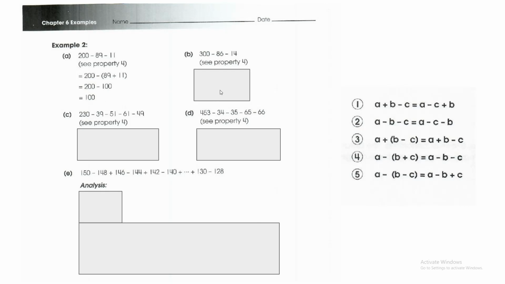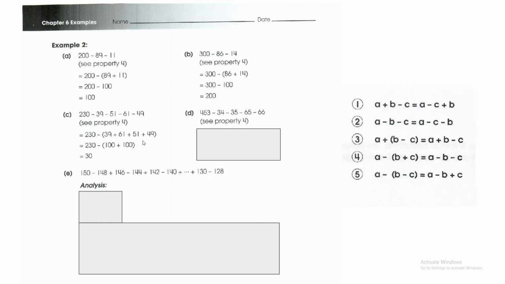Now for B, we're going to be doing the same thing, different numbers. So we'll add 86 plus 14, we get 100. 300 minus 100 is equal to 200. Now C is going to be the exact same, except we have more numbers. But we can still add some of them together. So if we add 39 and 61, we'll be getting 100. And if we add 51 and 49, we'll be getting 100. Now, we take 230, we subtract the 100 plus the other 100, and we're left with only 30.